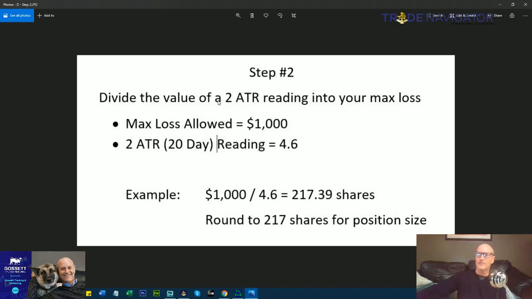So divide the value of the 2 ATR reading into your max loss. If my max loss is $1,000 based upon the previous slide, and the 2 ATR reading based upon the 20-day is 4.6, you just divide that 4.6 into the $1,000. It will tell you to buy 217.39 shares. Of course, we can't buy partial shares, so I would just round down to 217.